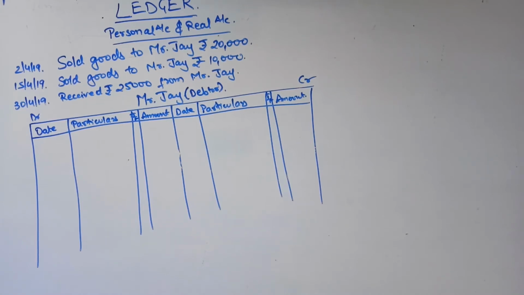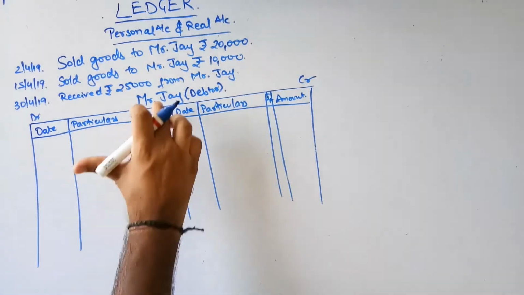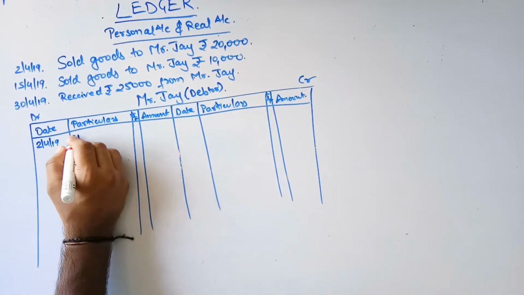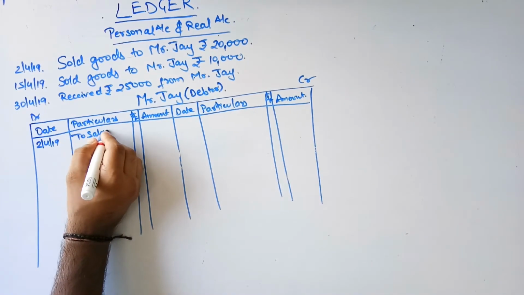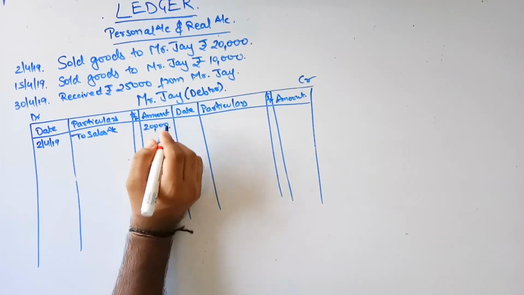Correct? Credit all gains and income. Sale is an income for us. So credit all incomes and gains. Debit all expenses and losses. So what will be the journal entry be? Personal account debit what? Debit the receiver and credit the giver. Who is the receiver? Jai. So Jai account debit to sales account. Jai account debit. Here you will write on the 2nd of April 19 to sales account. How much? 20,000. Any doubt?